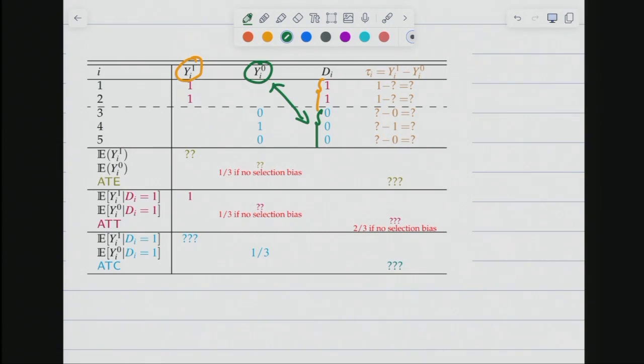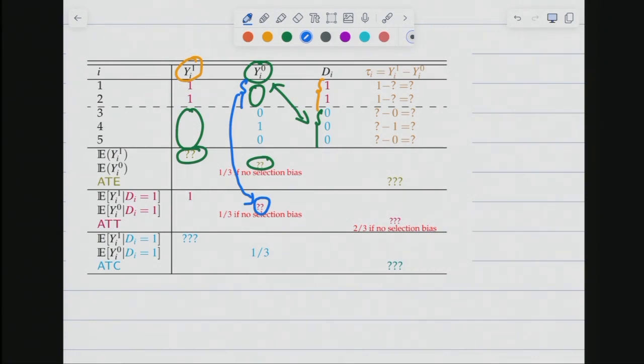Because of these missing values, we can never compute the overall averages, okay? And also because of this missing value, we can't compute the average for the treatment group had they not been treated. But if we happen to have no selection bias, then that will help us re-identify one term, okay?